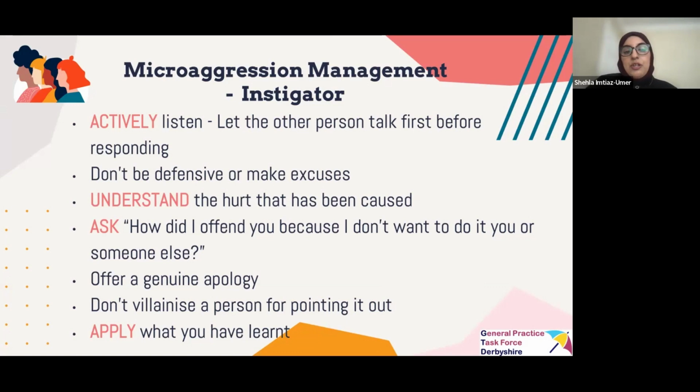And there's nothing wrong in asking. Nobody's going to say, well, surely that's obvious, because if you don't know, you don't know. And it's really important that you offer a genuine apology. It's not about saying sorry for the sake of it, but actually reflecting on what has happened, understanding it, clarifying what's happened, and offering an apology without villainizing the person who's pointing it out to you. And then learn from that, because you're going to apply what's been happening in that situation to somebody else.